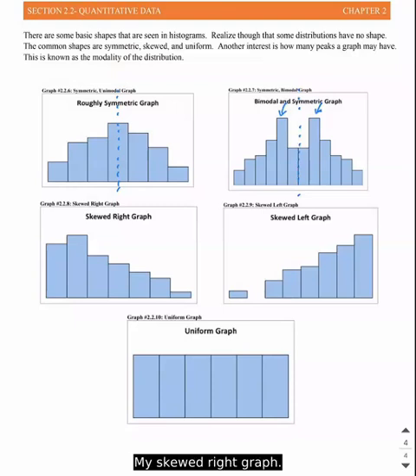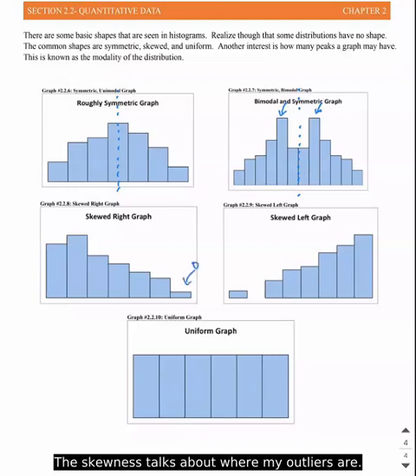My skewed right graph, right, if I think of how this distribution is, my smaller values are to the right. The skewness talks about where my outliers are, and my outliers can be large or small values. So most of the data lies to the left, but there are some values stretched out to the right.